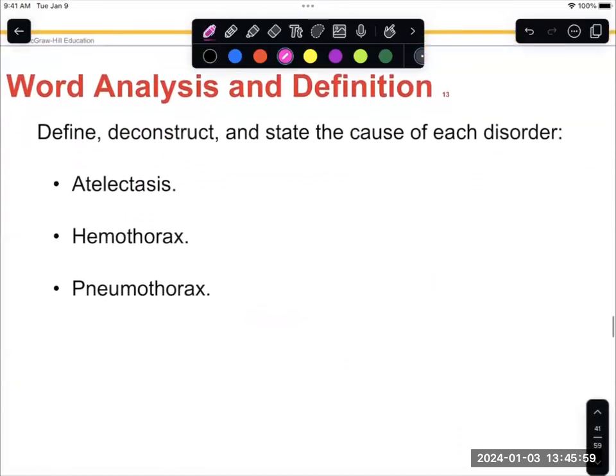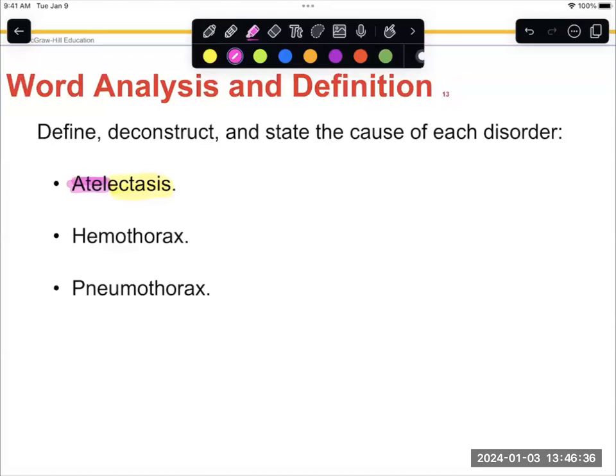Atelectasis is a collapse of a lung because of a bronchial obstruction. So let's look at the root here. The root is dilation. Ectal is incomplete.